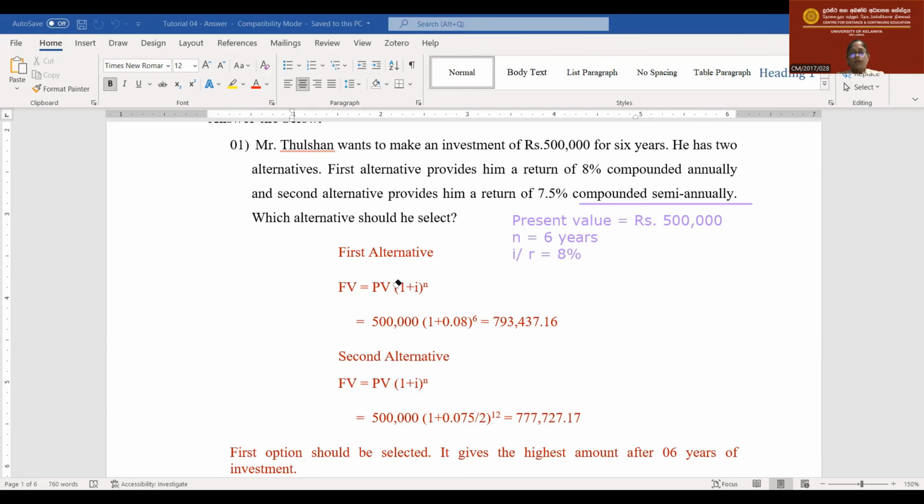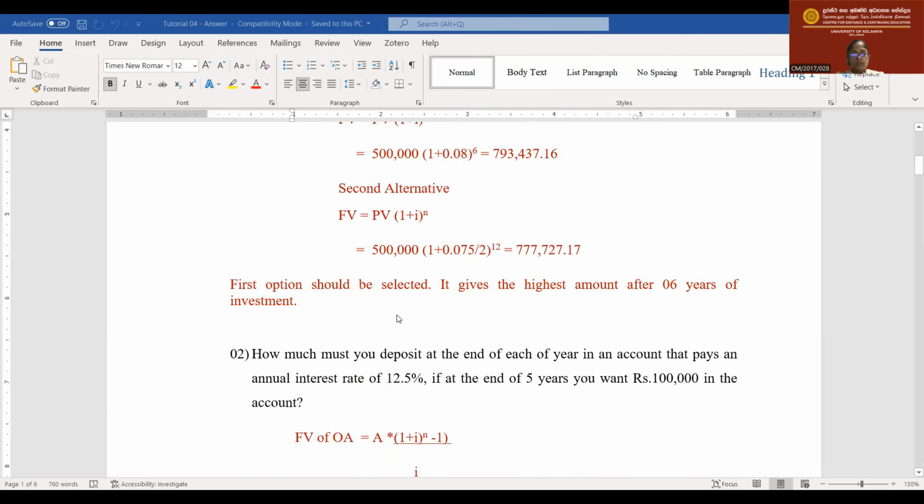First of all, write the formula and then do the substitution. What is PV? What is FV? What is N? What is I? Likewise. Then the possibility to get the correct answer is 100% equal. Right? Okay. Right. Look at the second one.